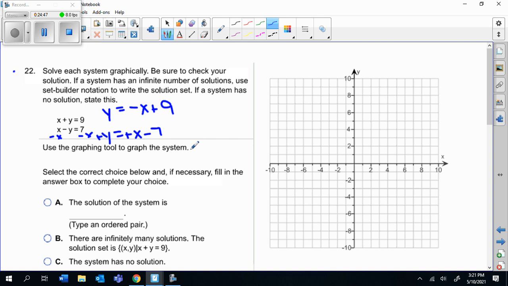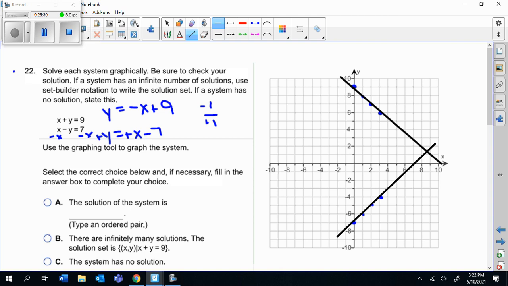So I'm going to go up 9, down one, right one, down one, right one. That negative slope means down one, right one. And so I am going to connect the dots here. And then here, if I start down 7, and then I go up one, right one, up one, right one. Oops, I switched too soon. Up one, right one, up one, right one, up one, right one.